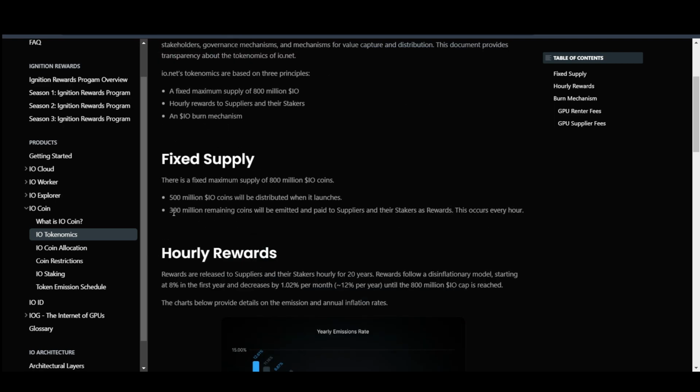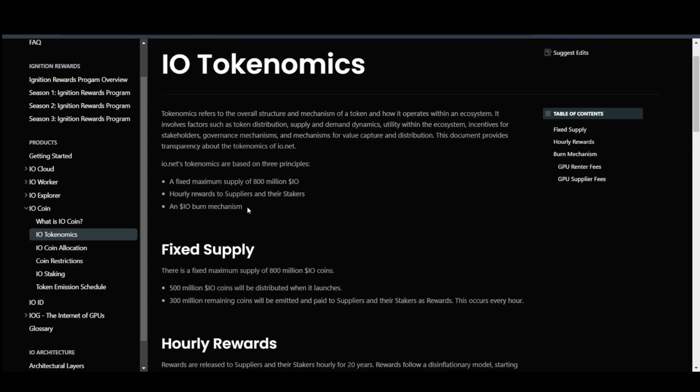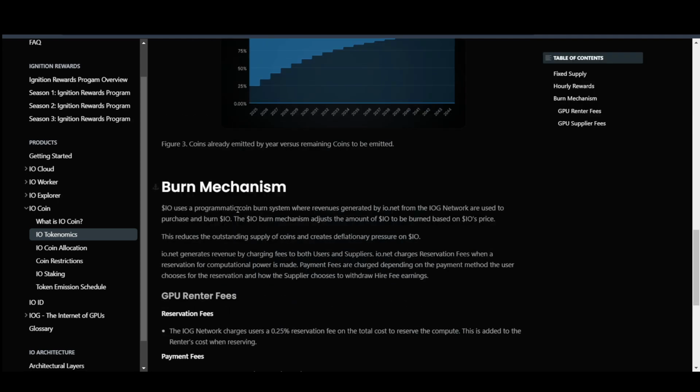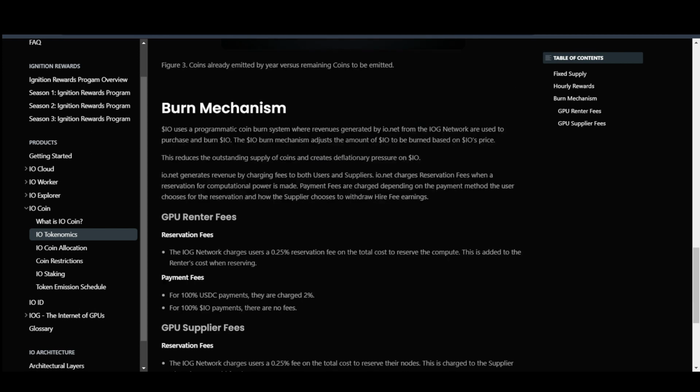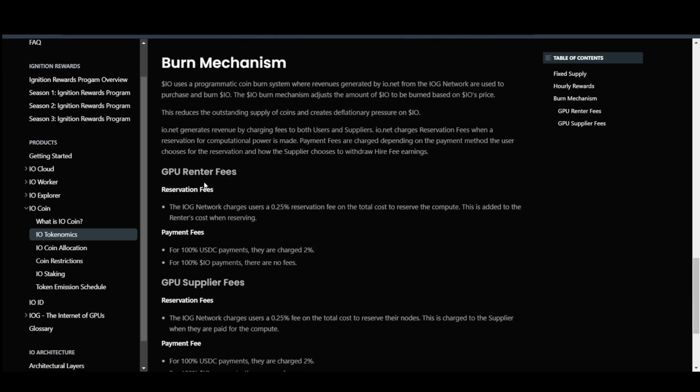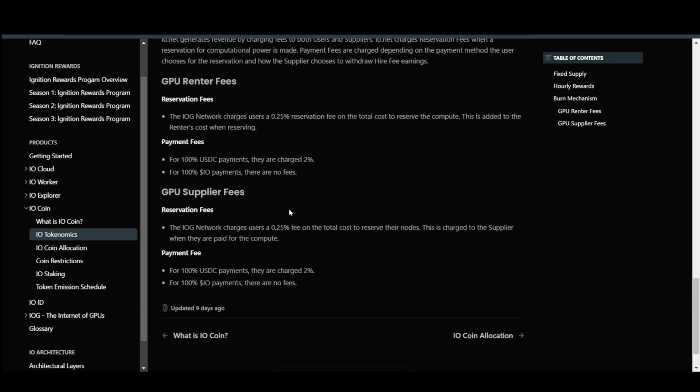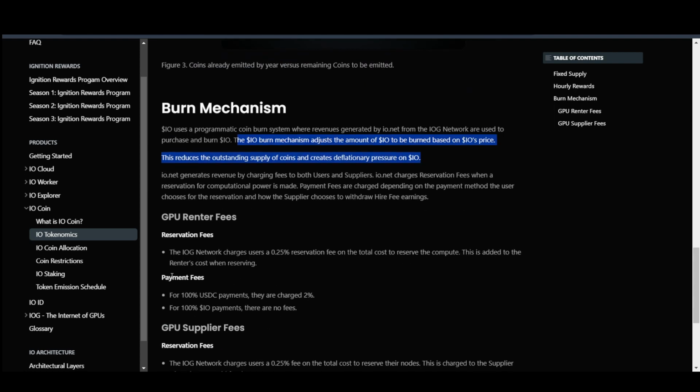The coin will have a burning mechanism, which is pretty awesome, and I think that is going to increase the demand over time. The burn mechanism is really interesting because they will be using GPU renters' fees to buy back and burn IO coin, and I think that is going to increase the demand of the IO coin in the future. As you can see here, the IO burn mechanism adjusts the amount of IO to be burned based on the IO price. I think that is going to be interesting, and let's see what happens, because as of now the network usage is not that much.